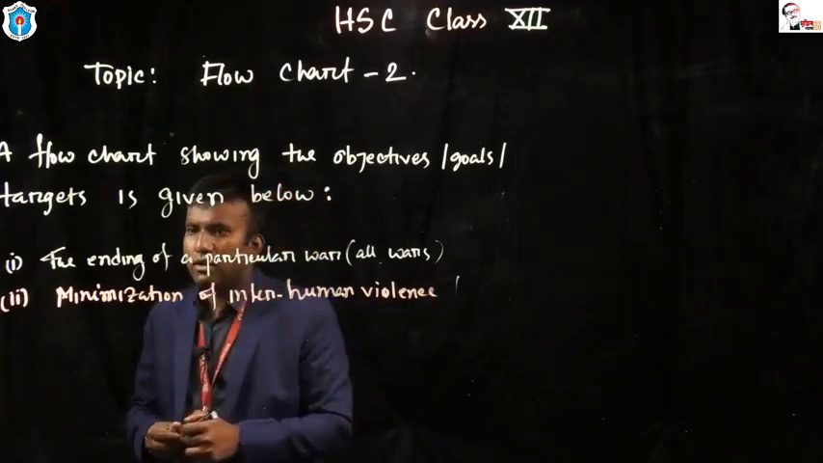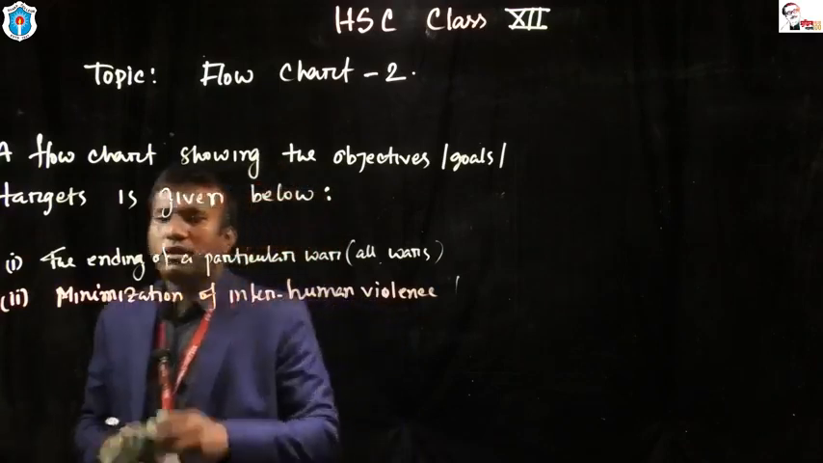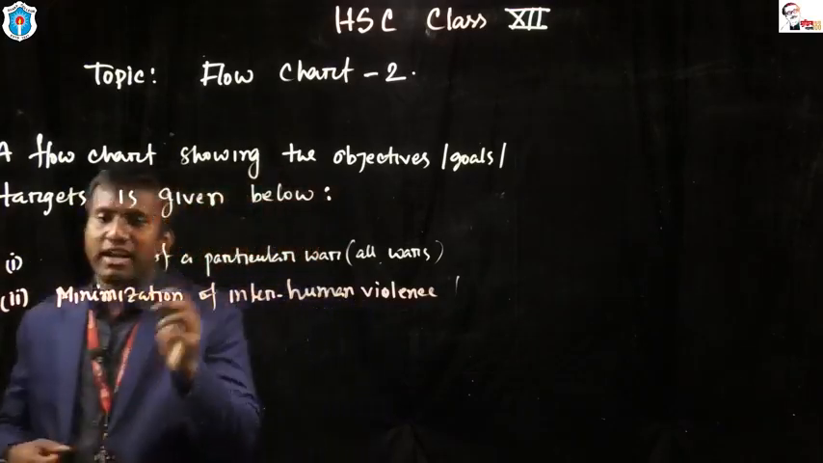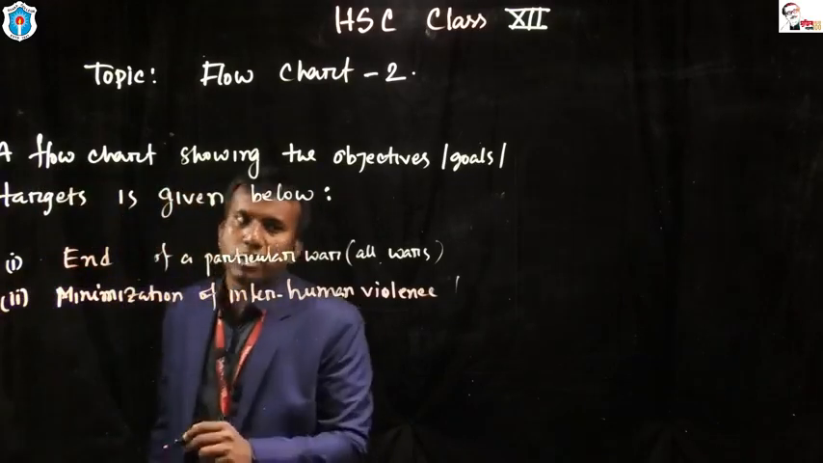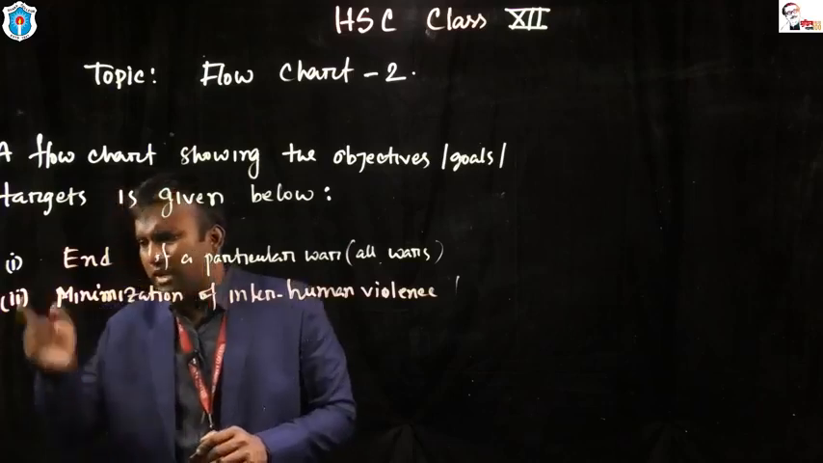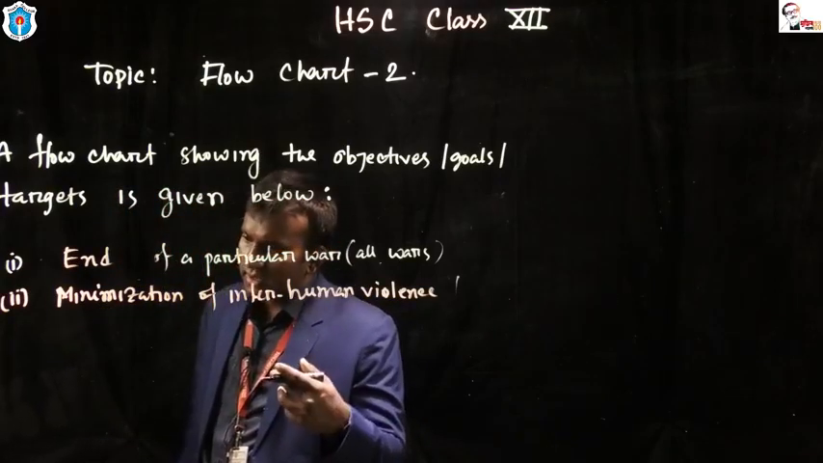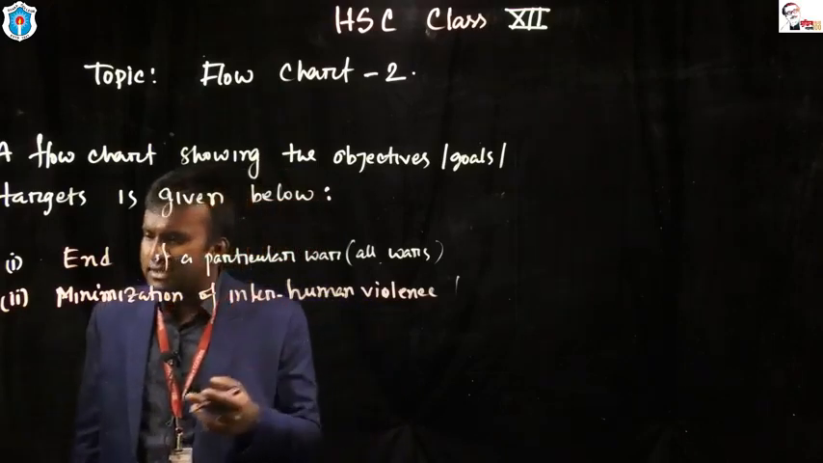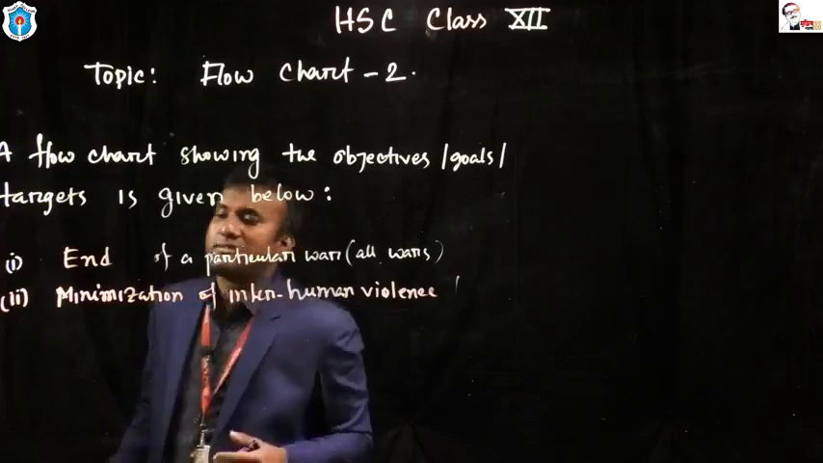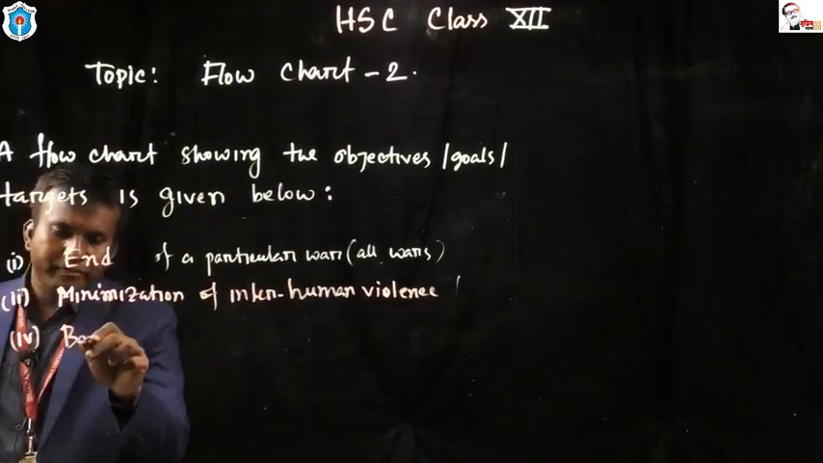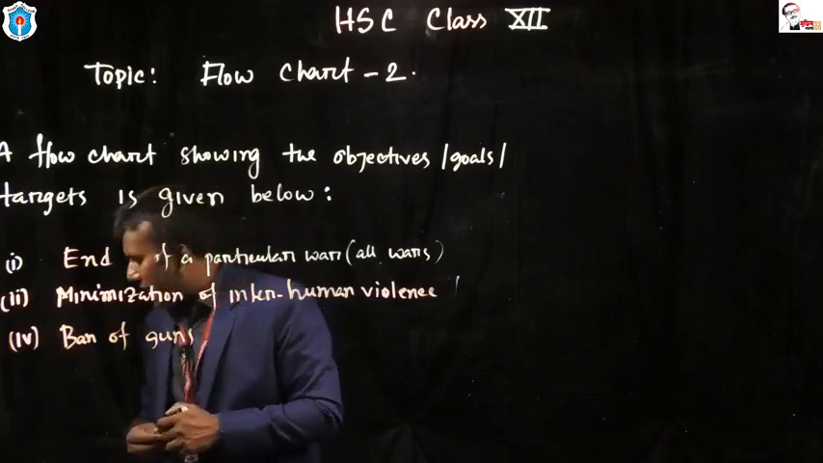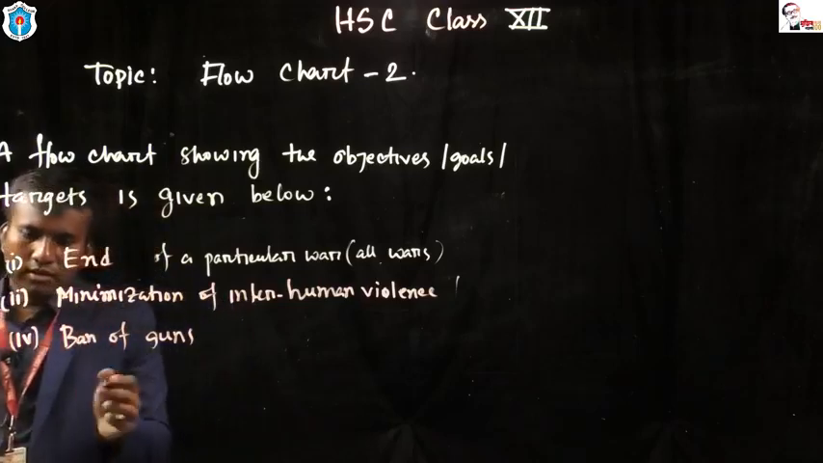Dear students, I have started with the ending. Here ending is a noun. I can say, we are looking for the targets of peace movement. I can say end of a particular war or all wars, minimization of interhuman violence. This is one of the most important targets of peace movement. Another one, so we have to reduce interhuman violence in a particular place or type of situation, including ban of guns. Peace movement wants the ban of guns. So I can say another target of peace movement is ban of guns. Dear students, another target of peace movement is ban of guns. Okay, it will be three.